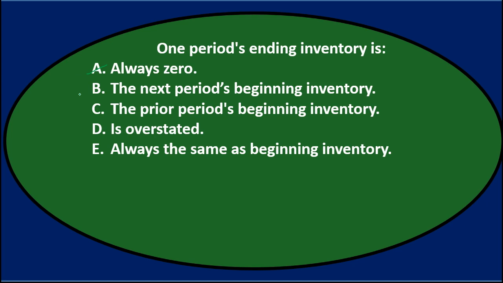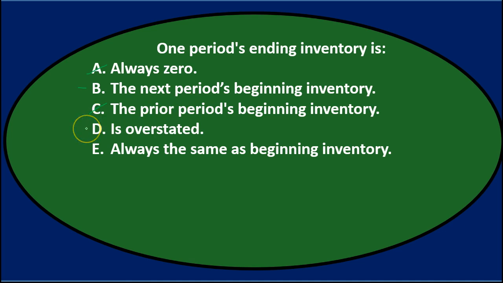Permanent accounts will not. So I'm going to say that doesn't sound right. B says the next period's beginning inventory. So one period's ending inventory is the next period's beginning inventory. That sounds reasonable to me. I'm going to leave that one for now. Then C says the prior period's beginning inventory. That seems kind of backwards, right? If it's the ending inventory of one period, it's not going to be the prior period's beginning inventory. It might be the prior period's ending inventory. So this one doesn't sound right to me.